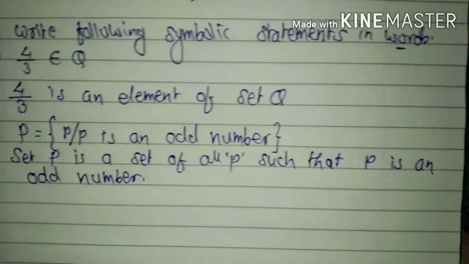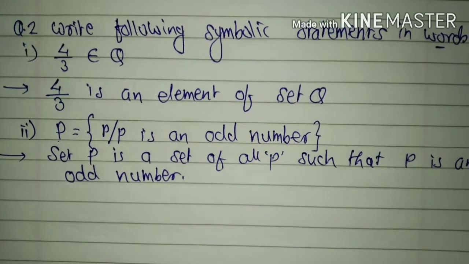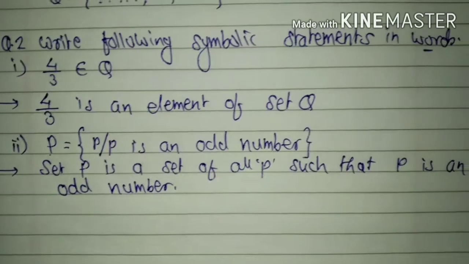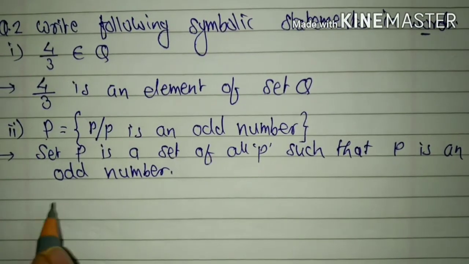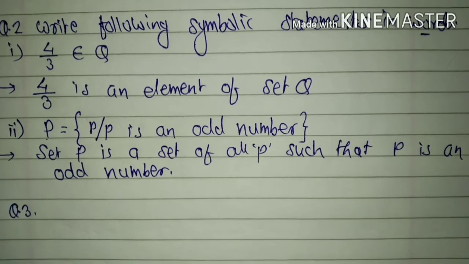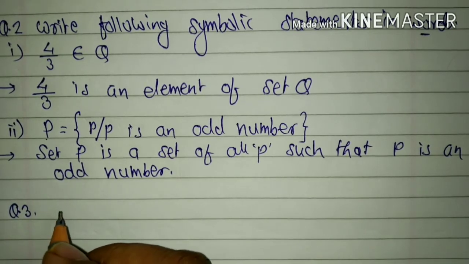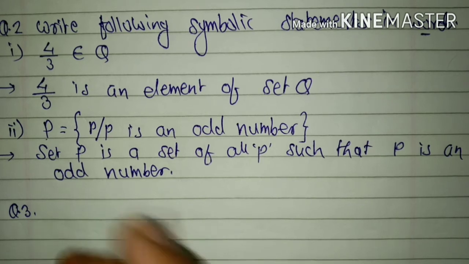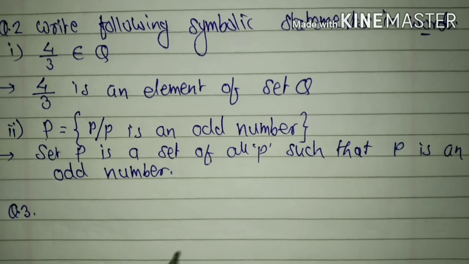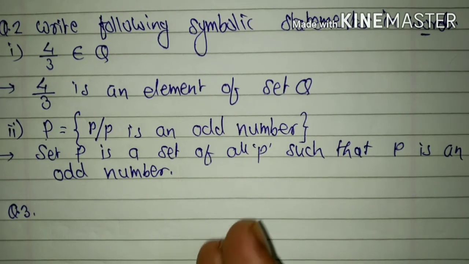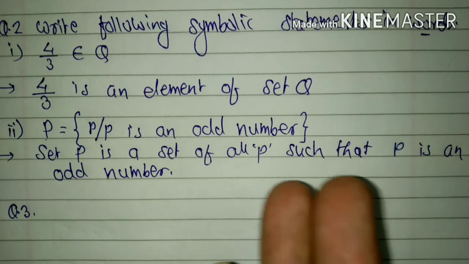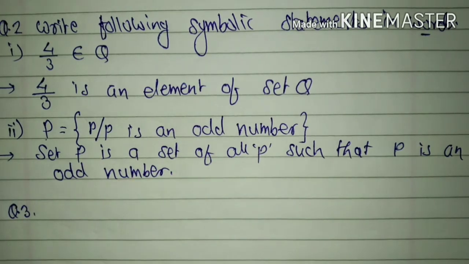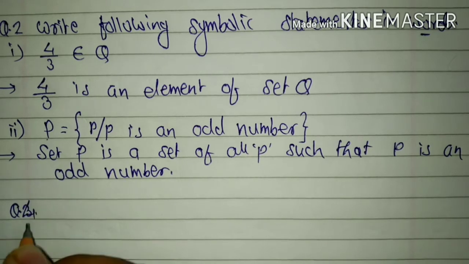Let us see question number 3. Question is that write any two sets by listing method and by rule method. So if you read the textbook, or you can see the same video again, you can get so many examples. I am taking question number 4.